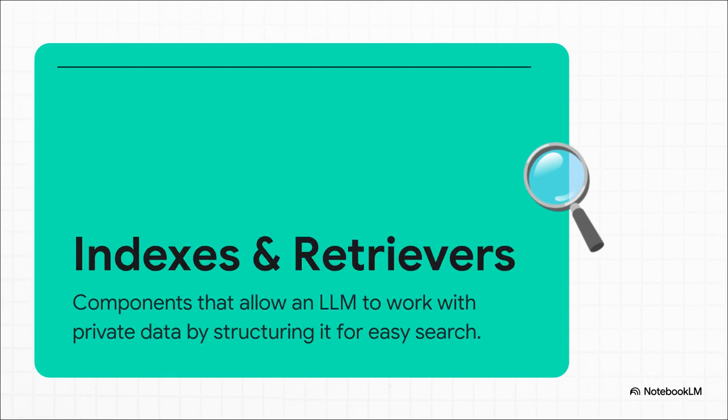Next, we've got indexes and retrievers. This is how you give the AI the ability to read your stuff, your specific documents. It takes your private data, say a folder full of your company's internal reports, and it structures it in a way that the AI can instantly search and find the most relevant bits of information to answer a question. This is the magic behind almost all those question answering over your documents apps you see.